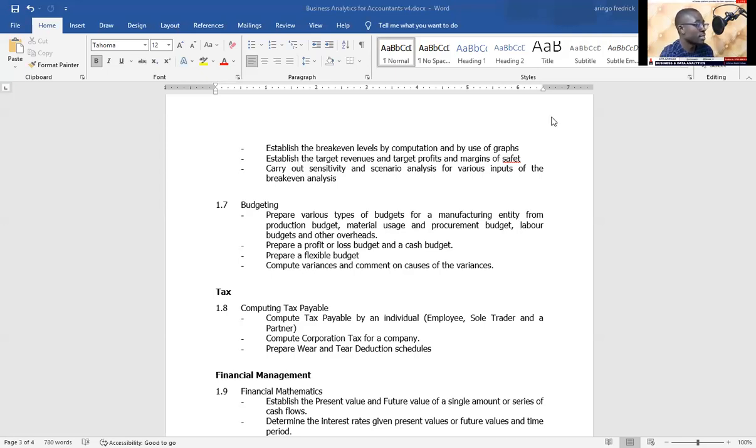So basically, this is what you're talking about. Maybe we are talking about the aspects of cooperation and preparation of wear and tear schedules. Check this one out.